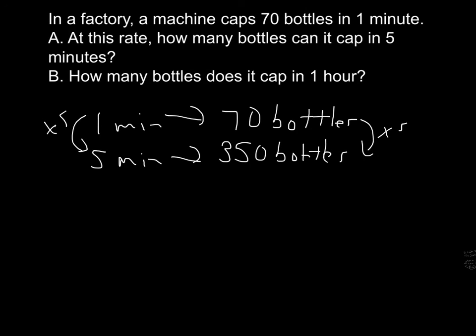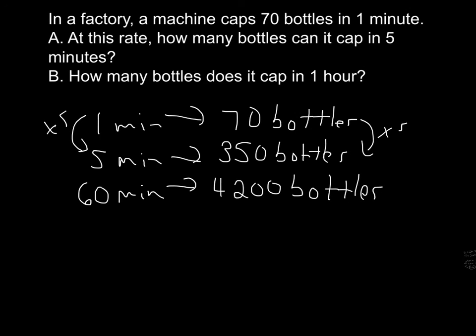Okay. Now, the next part actually says, what about in an hour? Well, we recognize this is in minutes and the question's in hours. I think most of you probably realize the easiest thing to do here is actually to just change your hours to 60 minutes. And if in 1 minute it does 70 bottles, 1 times 60 is an hour. And so we would do 70 times 60, which is 4,200 bottles. And that is the answer to B. And I hope that's what you got.